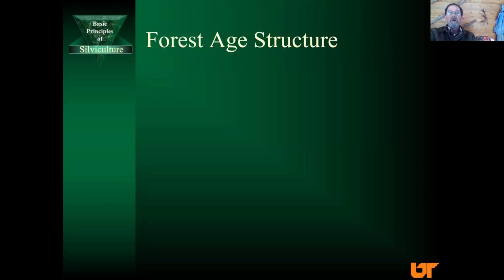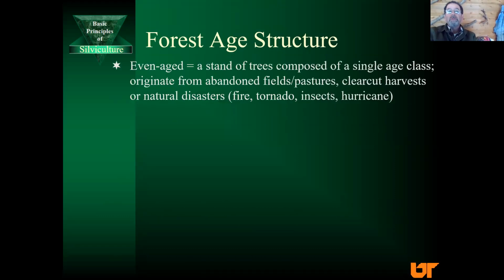So a few concepts I wanted to get across as we get started that will help you through each leg of the triangle, the silvicultural triangle. And one of the things you need to understand is forest age structure. And so there are different age structures. One example is an even-aged forest. This is a stand of trees composed of a single age class originating from an abandoned field or a pasture, maybe a clear-cut harvest, or even a natural disaster.